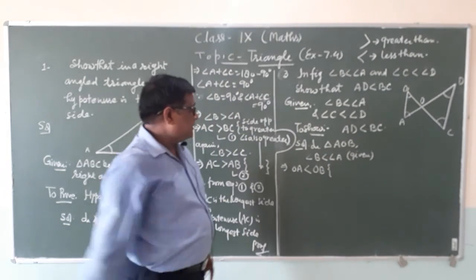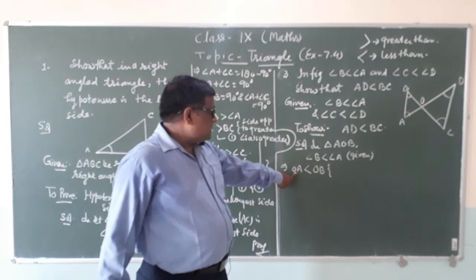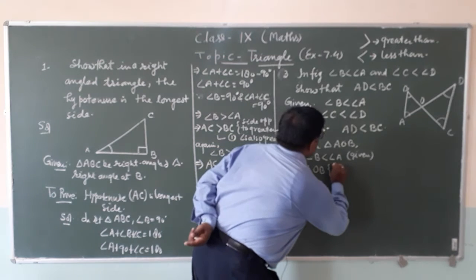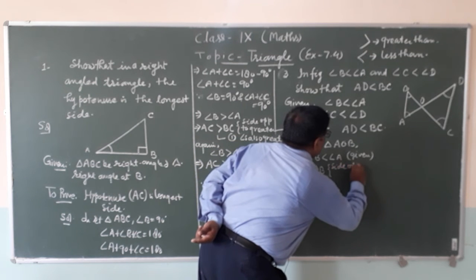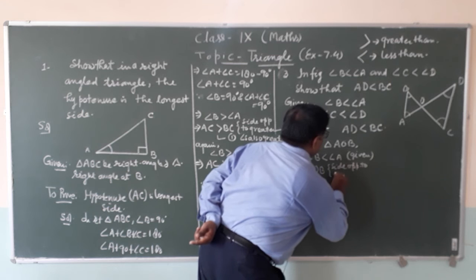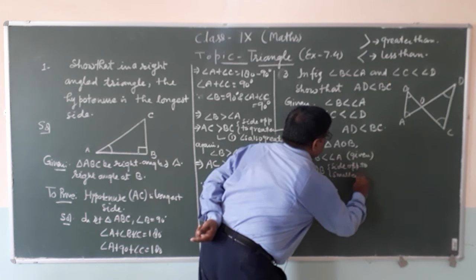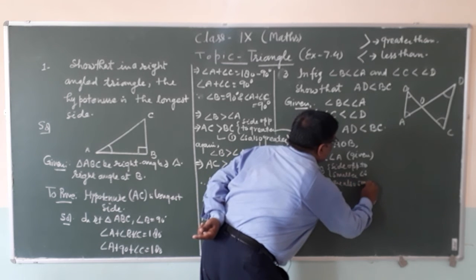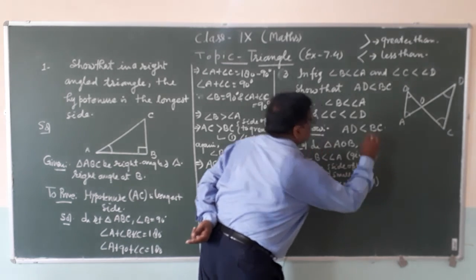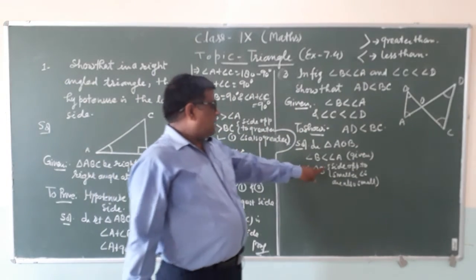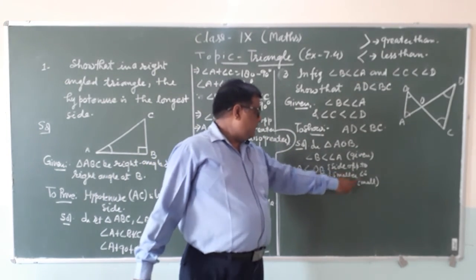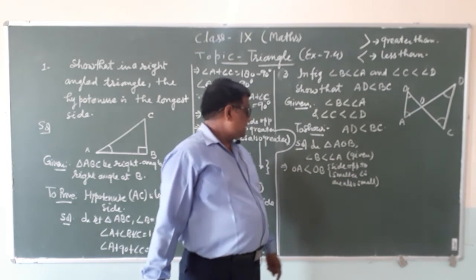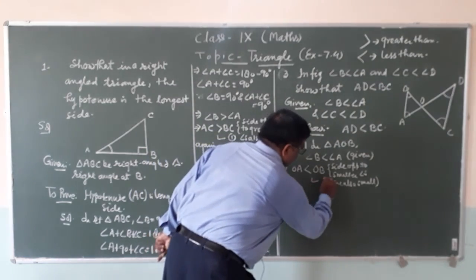What is our criteria? The side opposite to a smaller angle is also small, or shortest. Side opposite to the smaller angle is also small. This is equation 1.